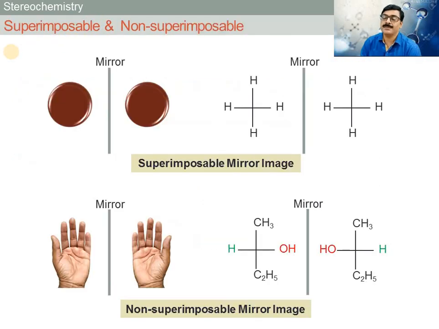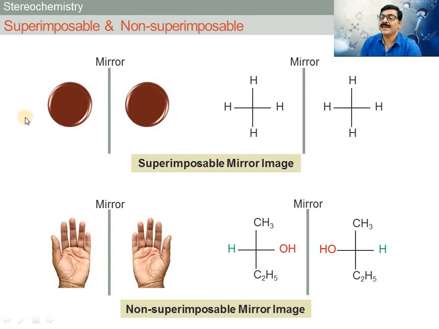Now the second term, which is very important to understand the concept of chirality, is superimposable and non-superimposable mirror image. What is called a superimposable mirror image? What is called a non-superimposable mirror image? Now to understand this concept, I am taking two examples. One is a ball, and we compare its mirror image, and secondly the image of the left hand.